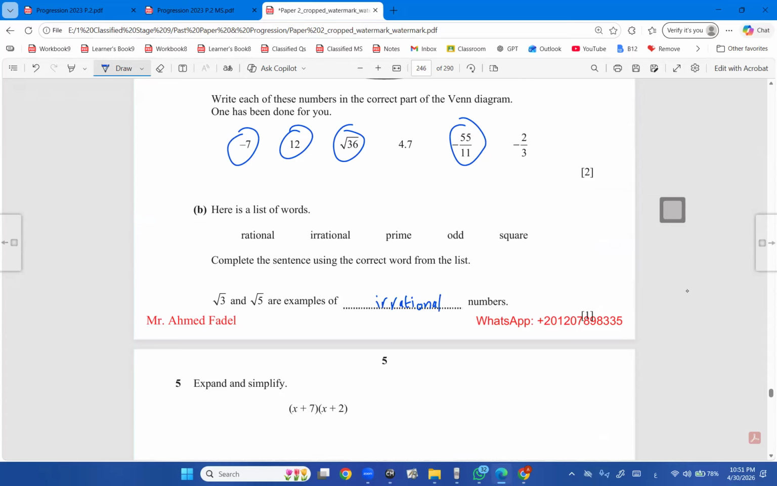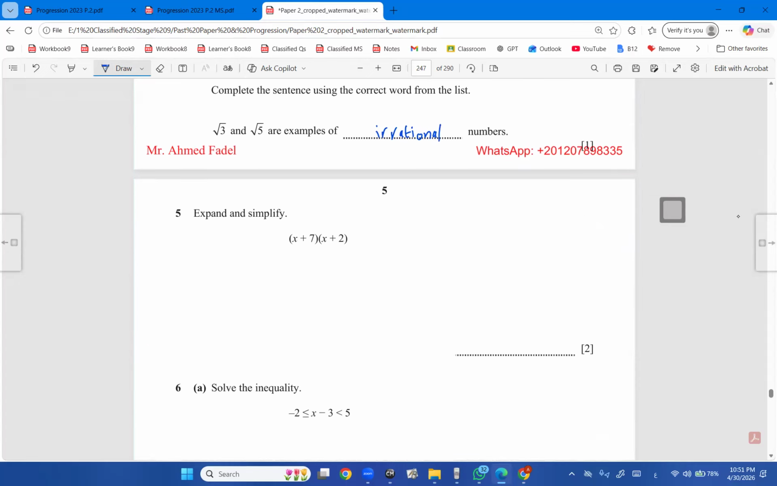Expand. So first by first is going to give you x squared. Then first by second is going to give you here 2x. So then second by first, second by second, plus 14. So collecting the like terms, you're going to find x squared plus 9x plus 14.